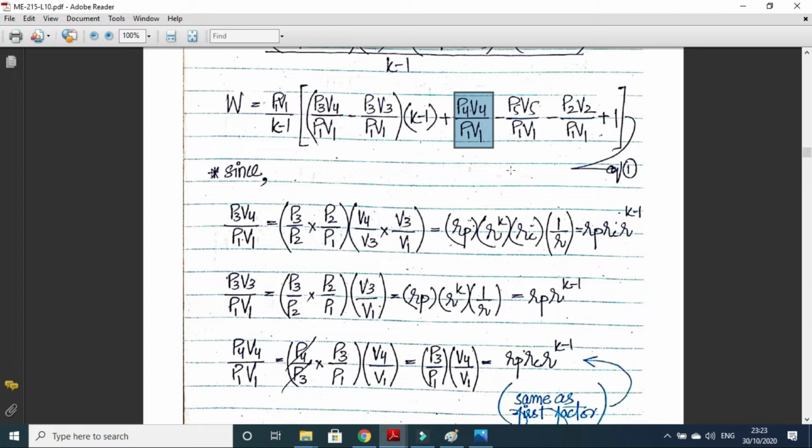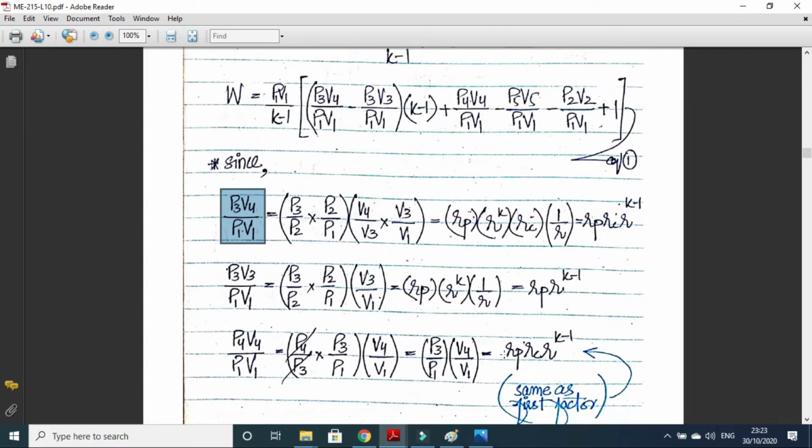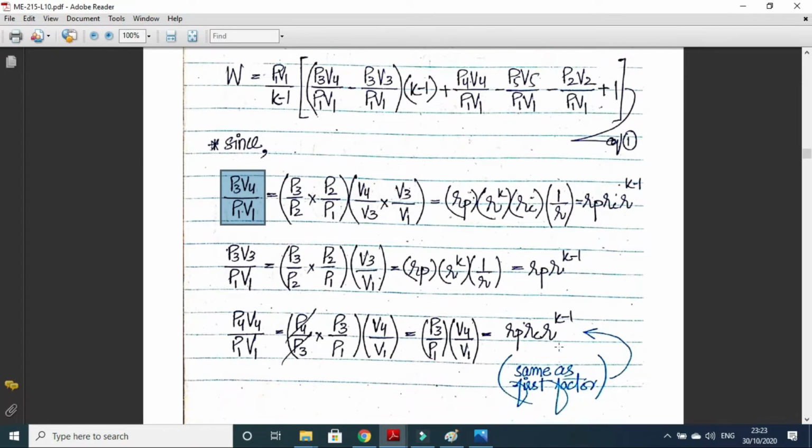The next term is P4 V4 upon P1 V1. This can be written as P4 upon P3 multiplied by P3 upon P1, times V4 upon V1. P4 and P3 are equal, so this will be cancelled out. P3 upon P1 times V4 upon V1 we have already done, and it simplified to Rp Rc R to the power K minus 1. So there is no need to do it again, and we can write directly Rp Rc R to the power K minus 1.